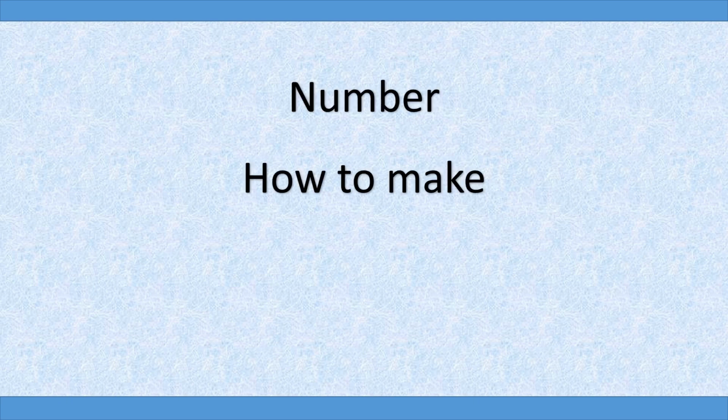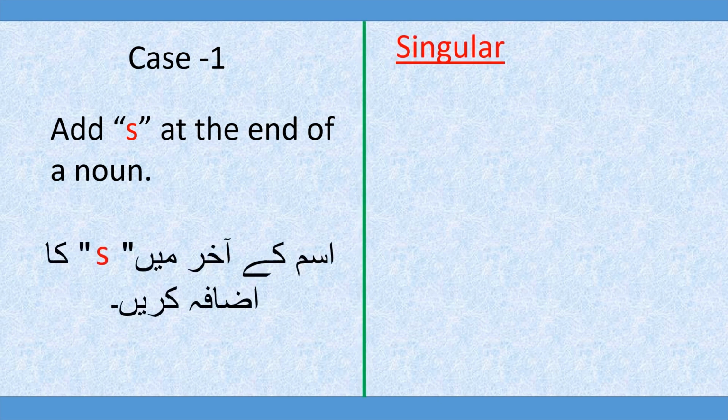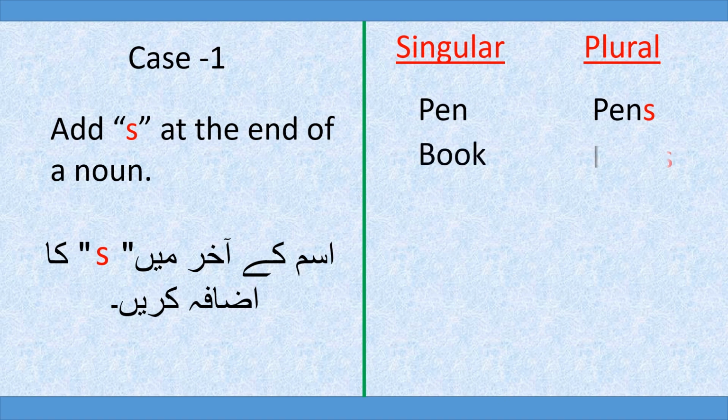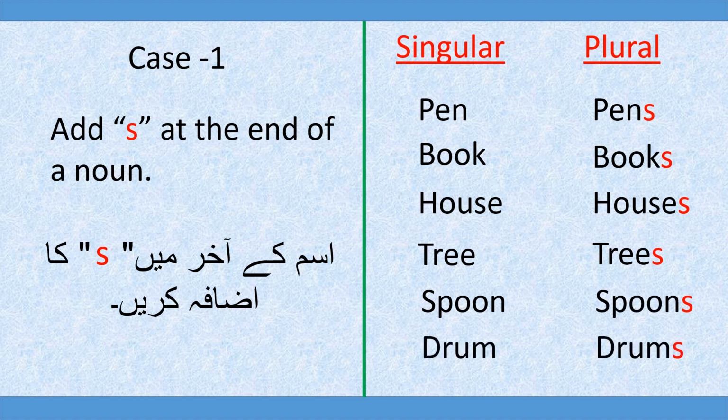Number. How to make plural from singular in English. Case 1. Add s at the end of a noun. Like pen, pens, book, books, house, houses, tree, trees, spoon, spoons, drum, drums.